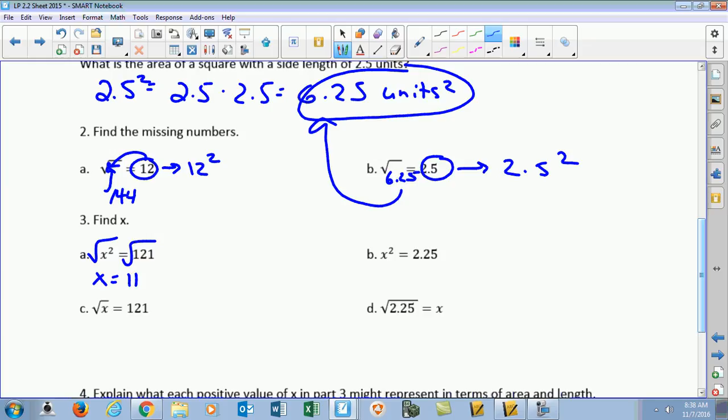Katie? 1.5. How'd you figure that out? The square root of it, right? Yeah, when you square root both sides, the square root of 2.25 is 1.5.